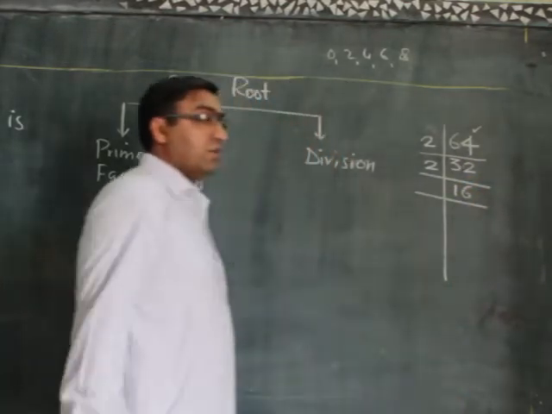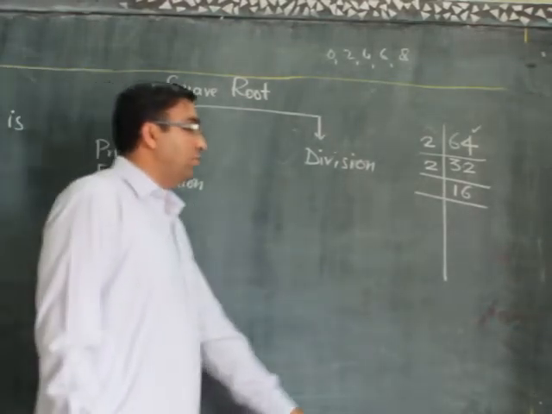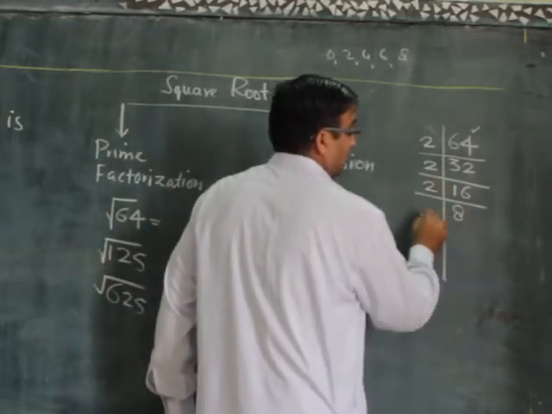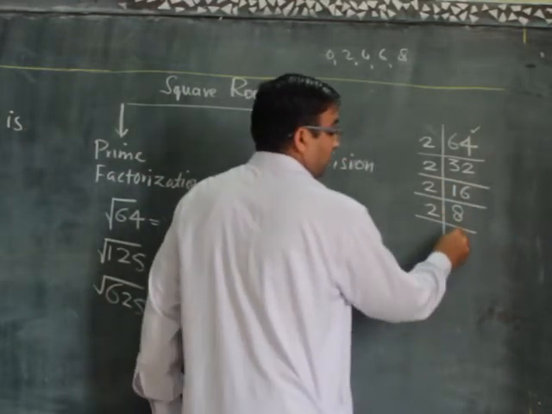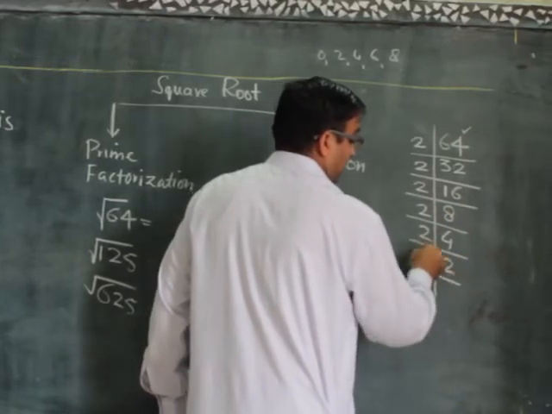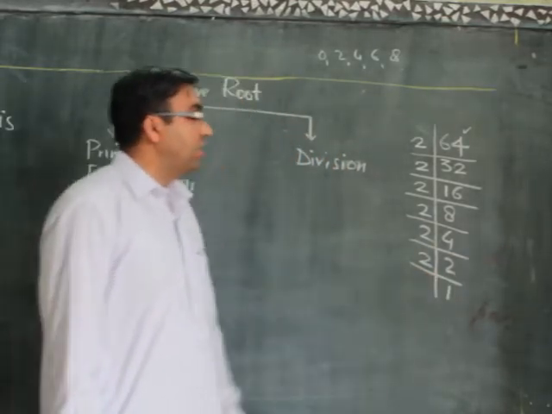Again 16 whose unit is 6. 6 is an even number, so it will also be completely divisible by 2. So 2 8s are 16, again even, so 2 4s are 8, again even, 2 2s are 4 and 2 1s are 2. Stop here.